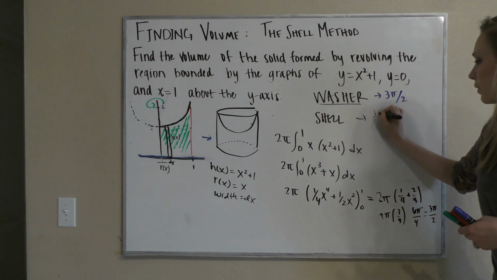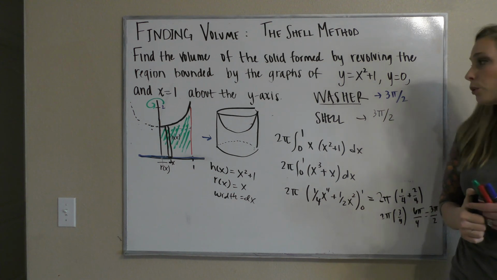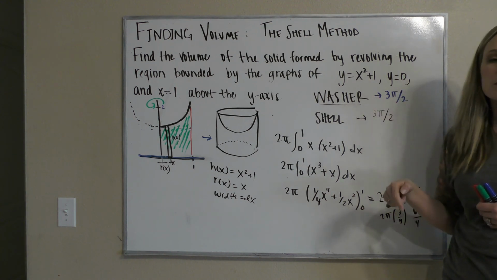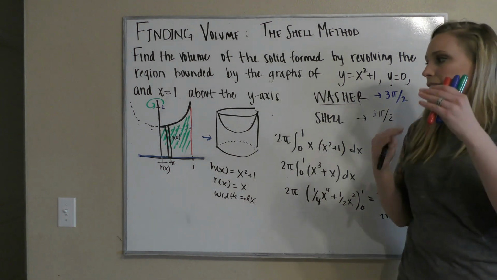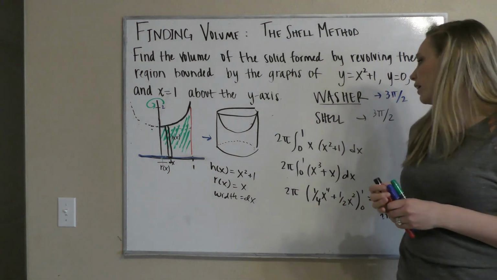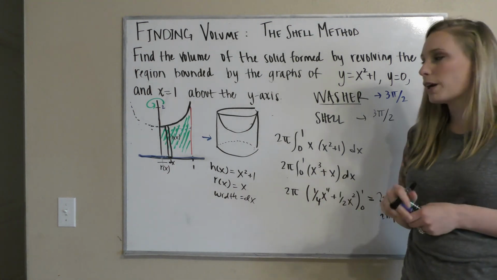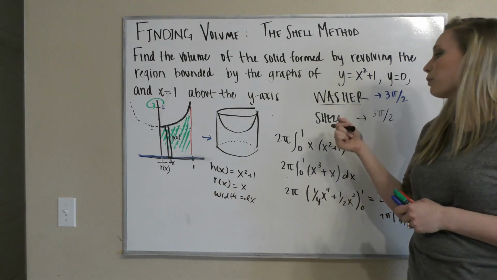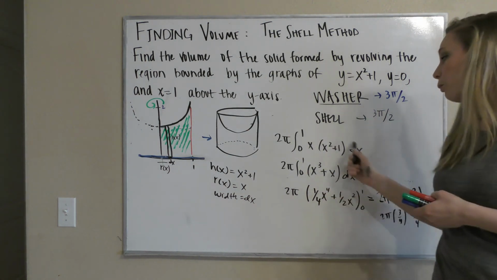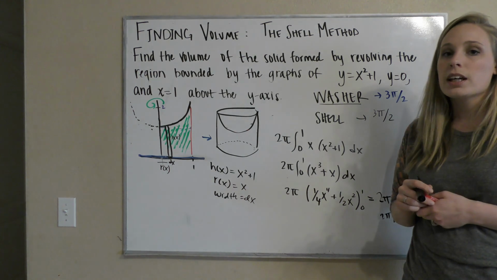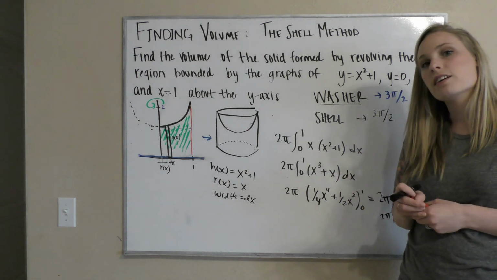So we're going to get the same thing either way, whether you use washers or whether you use shells. The thing about the washer method was that we did need to break it into those two pieces, and in the shell method we did not need to do that. I'm not saying that that makes the shell method better, but in this case I would prefer to use the shell method. It was less work, took us the equal amount of time when we even integrated this by hand. And so this is one where I would do the shell method over the washer method.